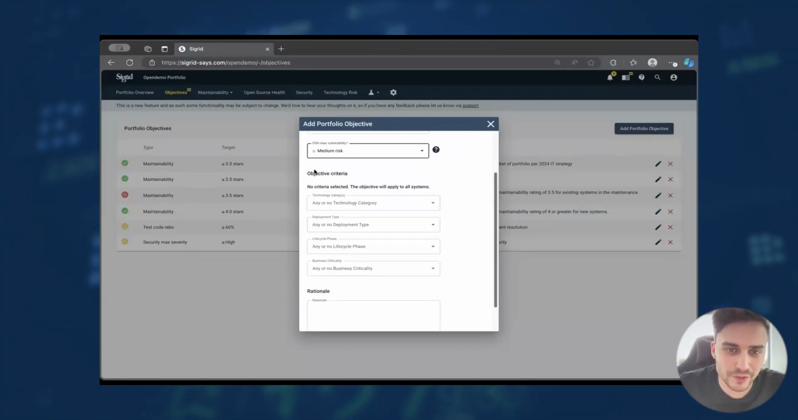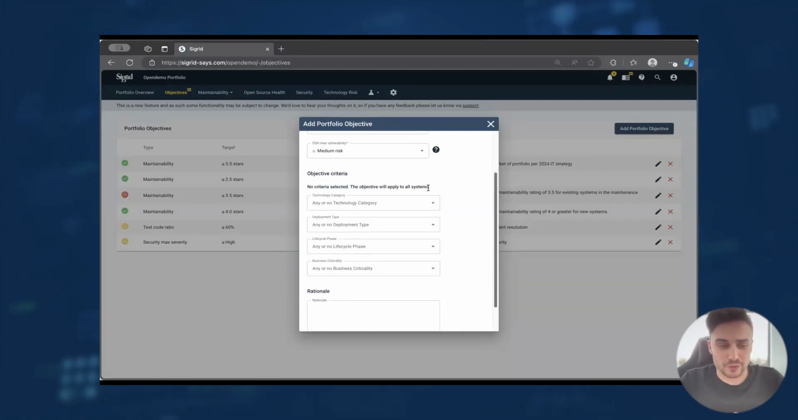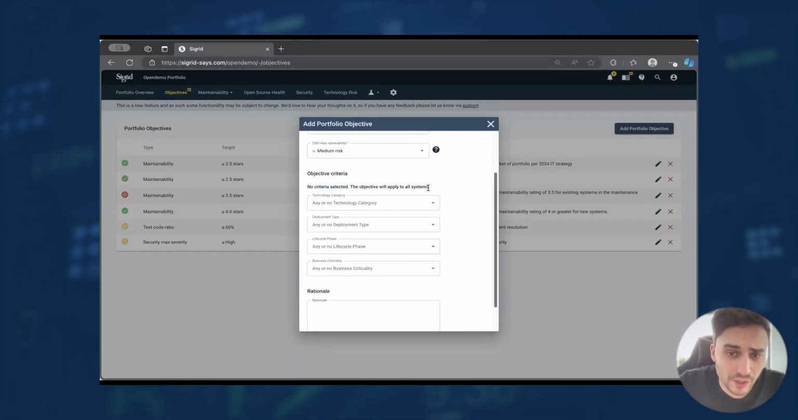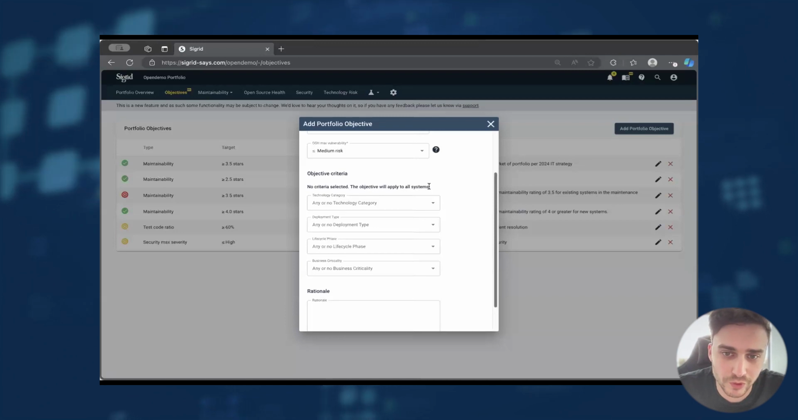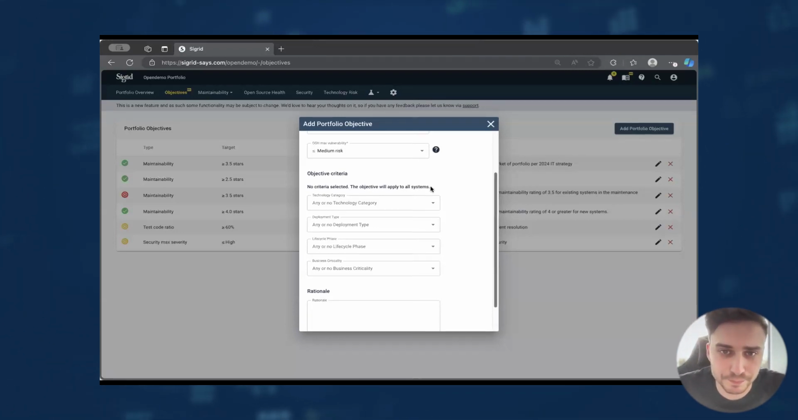And then we can select some criteria. If you don't set criteria here, it will apply to all your systems in your portfolio. But sometimes it's not achievable to directly focus on all the vulnerabilities across your whole portfolio. So you might think of some priorities.